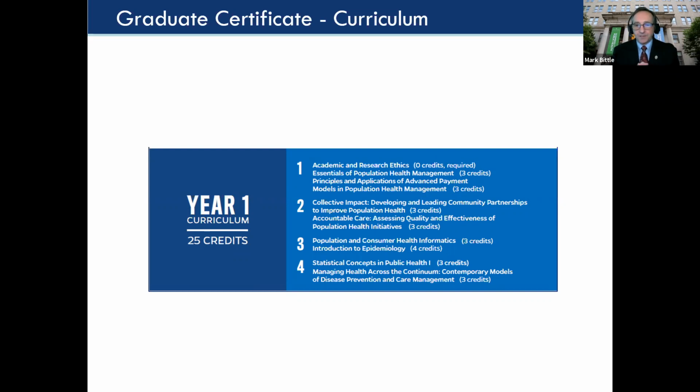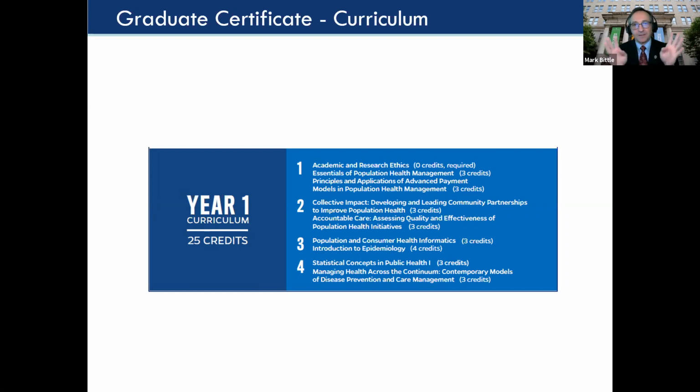I'm not going to go through each of these individually, but you can see we talk about population and consumer health informatics, so understanding how to take data, analyze data, stratify data from a population health perspective, which is so critical. Some of the basics that we think are very critical to understanding how to use data and work with data. So we have an EPI class, we have a statistical concept, so understanding the biostatistics, so that you can actually demonstrate and prove that you're making the improvements that you want.